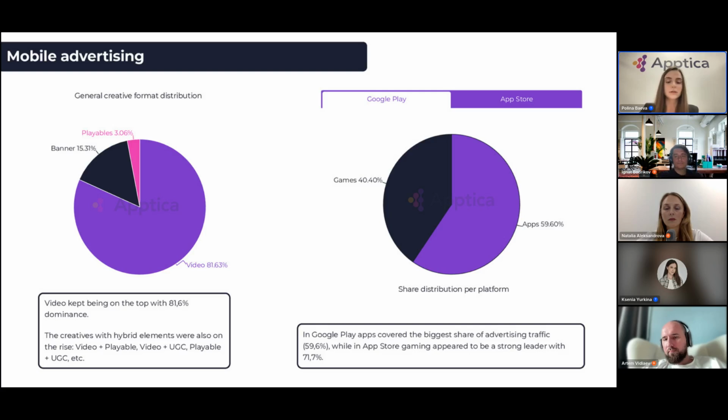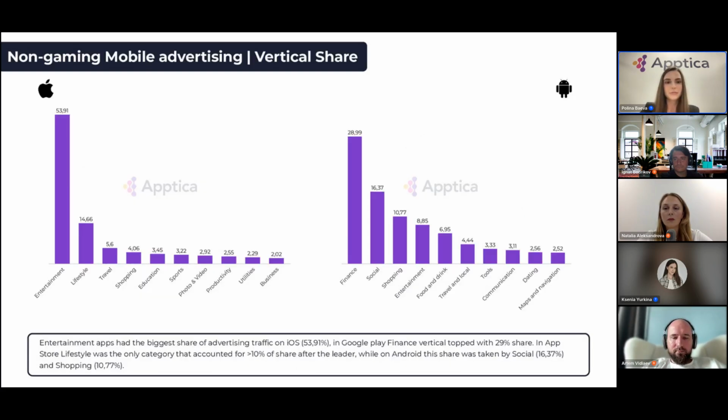And also, it's very interesting to note here that distribution of traffic share between platforms was different. So in Google Play, apps covered the biggest share of advertising traffic with almost 60% of share, while in App Store, gaming appeared to be a leader with over 70%.